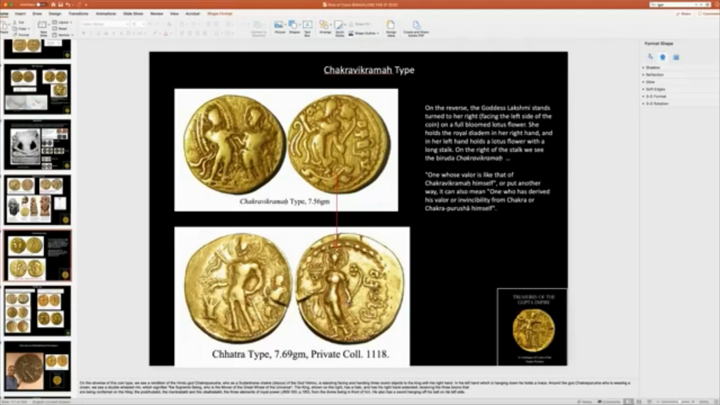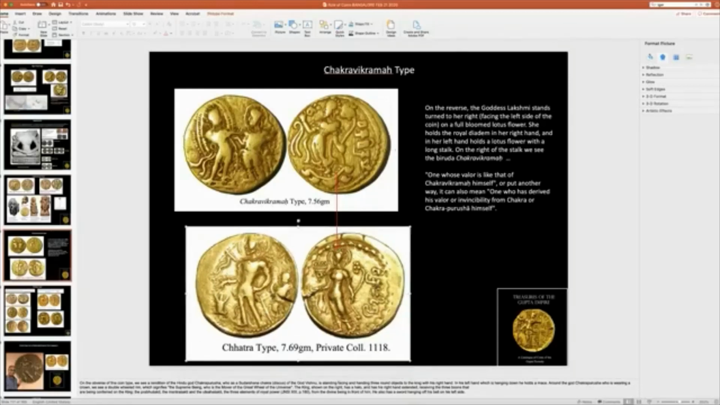So if this is a very similar style struck by the mints during Chandragupta II's time, it's quite possible that the same craftsman who designed this reverse possibly also designed this reverse, because this is very similar. So based on that, in the book, I listed this also as a coin of Chandragupta II.